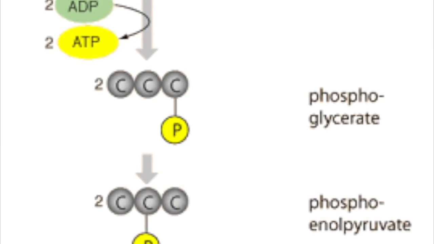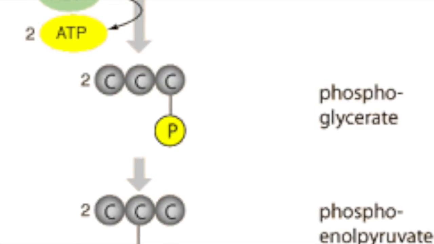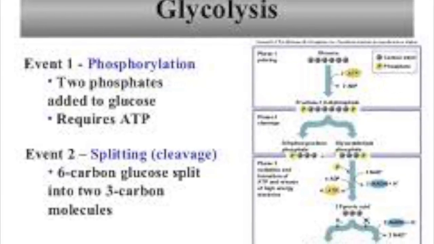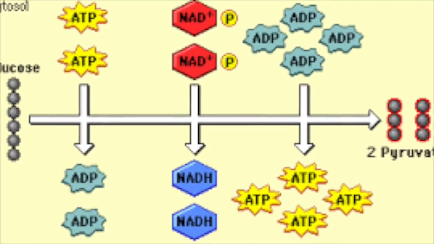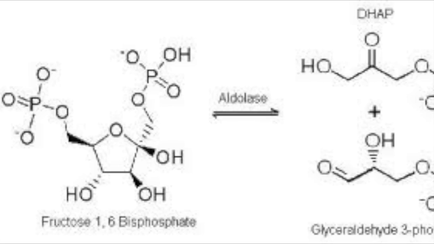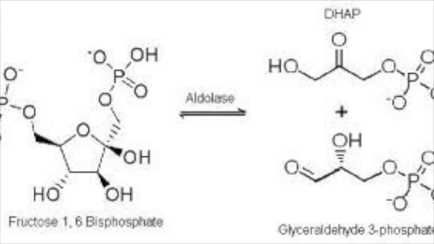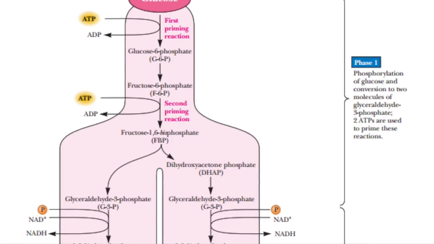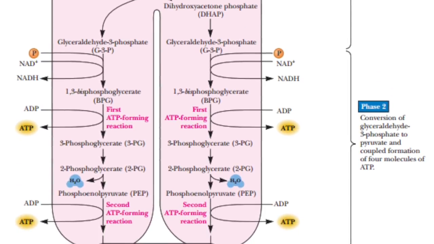This phosphorylated glucose remains in the cell, and after ATP is added to it, it is prepared with the right amount of energy for the next 2 phases. The second phase can be referred to as the cleavage phase. The 6-carbon molecule is now split into 2 separate 3-carbon molecules, one of which is its isomer dihydroxyacetone phosphate. This phosphate is then converted into glyceraldehyde 3-phosphate. The product of the second phase is 2 3-carbon glyceraldehyde 3-phosphate molecules.